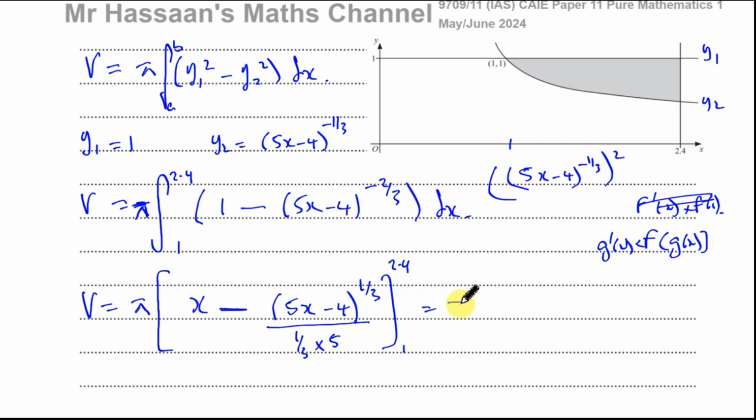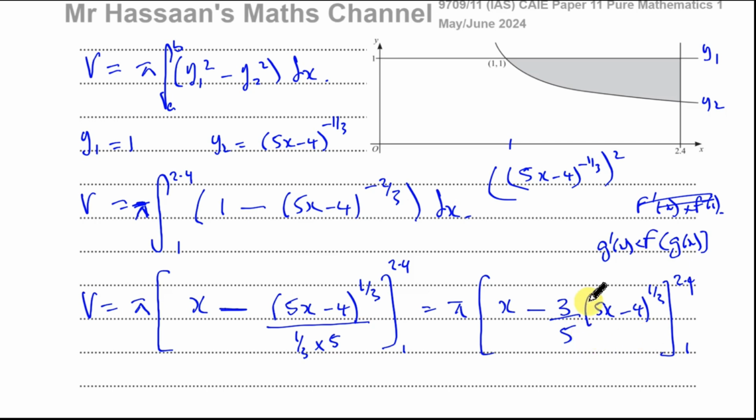So I don't run out of space, I'm going to continue here. Pi times, you're going to have x, and then minus. Now this is 5 over 3. So when you divide by 5 over 3, it's like multiplying by 3 over 5. So it's 3 over 5 times 5x minus 4 to the power of 1/3. And we have our limits between 2.4 and 1. So now we're ready to substitute these values in.